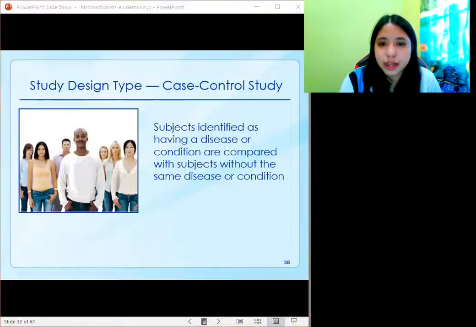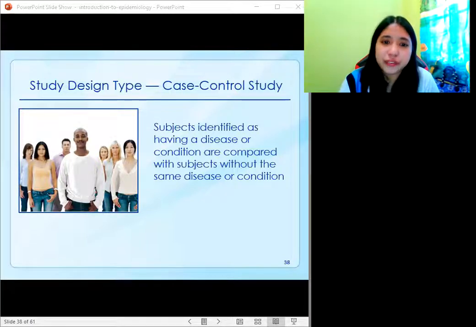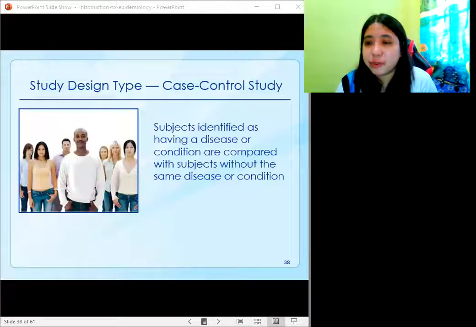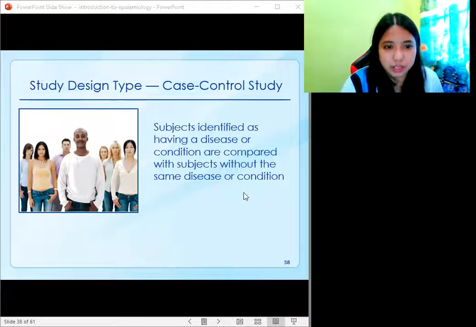So let's move to the next slide. For the case control design, this is another type. We compare one group who has a disease or health condition, which we refer to as the case patients, with the group that does not, which we also refer to as the control subjects. So the epidemiologist then works backward from the illness or health condition. Case patients and control subjects are compared for the presence or absence of one or more specific exposures or risk factors.